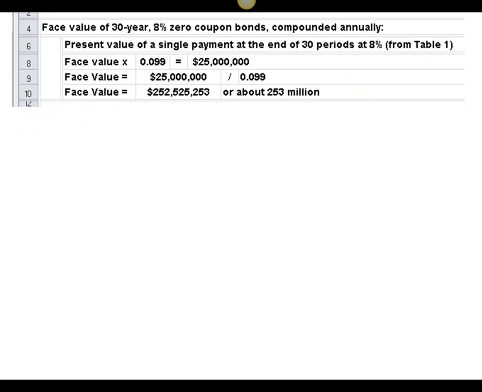So in this example, we have 30 years at 8% zero coupon bonds, and it's compounded annually. So we rearrange the equation a little bit. We go to our table 1 because it's only at the end of 30 years. We're not paying out any payments, so we use table 1. And the factor that we get with 30 years and 8% is going to be 0.099. So after we rearrange the equation and divide the 25 million by 0.099, we get about 253 million would be the amount of bonds we need to issue today in order to have the 25 million in the end of 30 years and be able to pay everybody back their bonds.